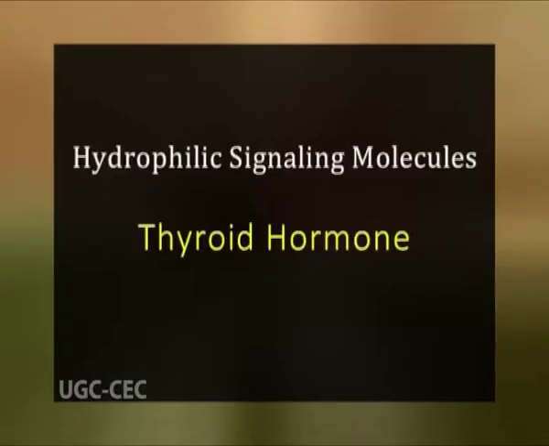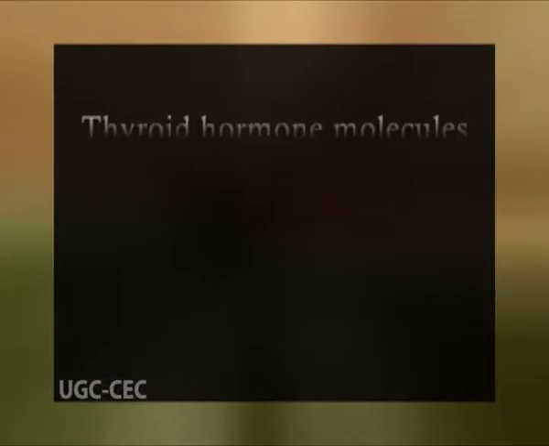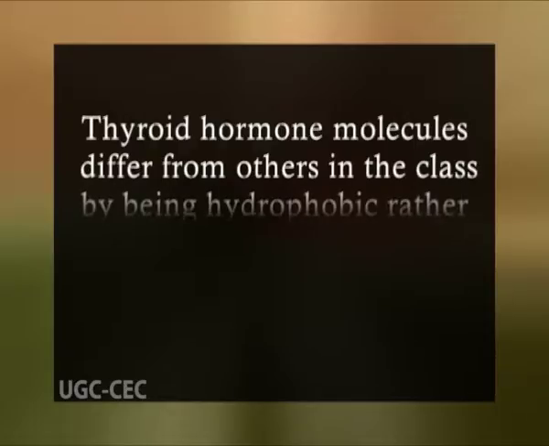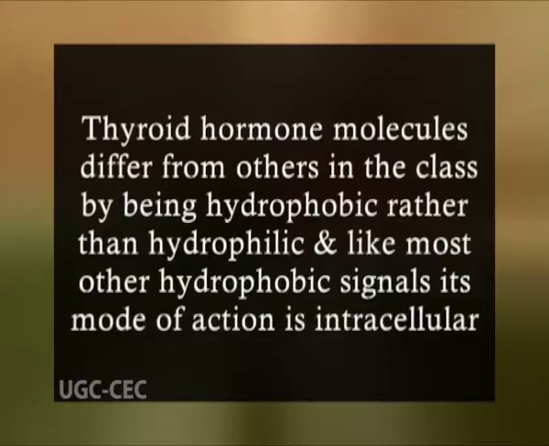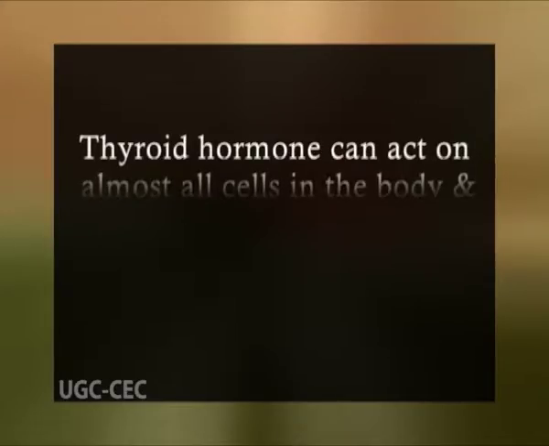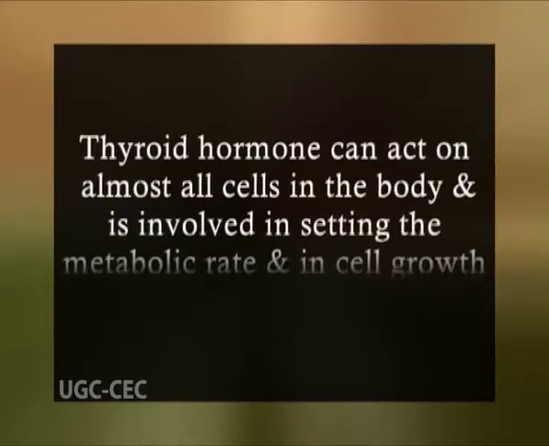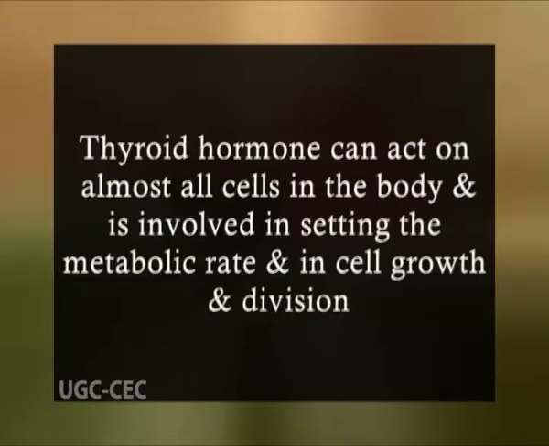Thyroid hormone. Thyroid hormone is derived from 2 tyrosine molecules. Thyroid hormone molecules differ from others in the class by being hydrophobic rather than hydrophilic, and like most other hydrophobic signals, its mode of action is intracellular. Even though thyroid hormone is hydrophobic and has intracellular receptors, the molecules do not passively diffuse across the plasma membrane but must be actively transported across to reach their receptors. Thyroid hormone can act on almost all cells in the body and is involved in setting the metabolic rate and in cell growth and division.